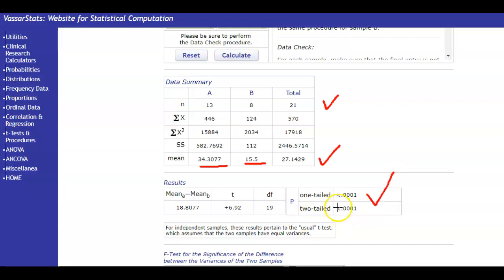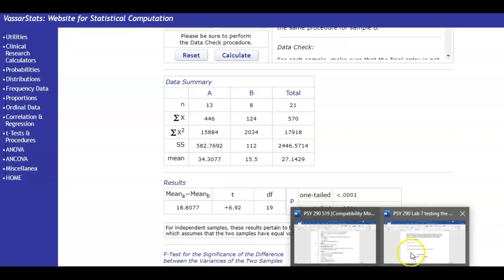Right here, less than 0.0001, so I am 99.99% sure of my results. That's interesting. I have less than 1/100th of a percent room for error. It sure looks like these teachers are way more burnt out than the principals, wouldn't you say? Moving right along.